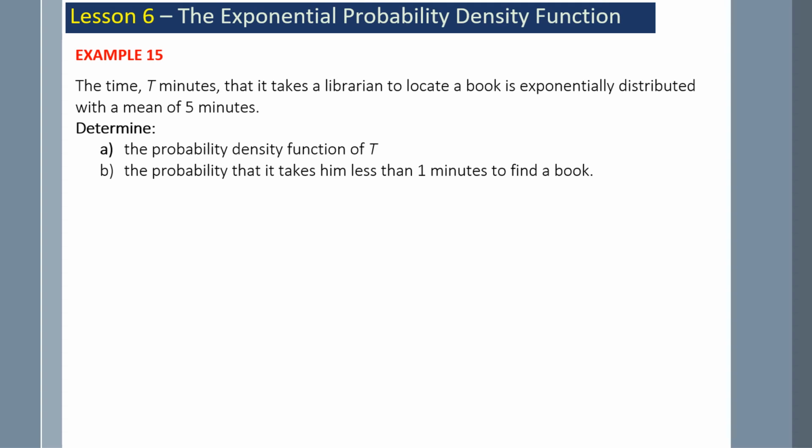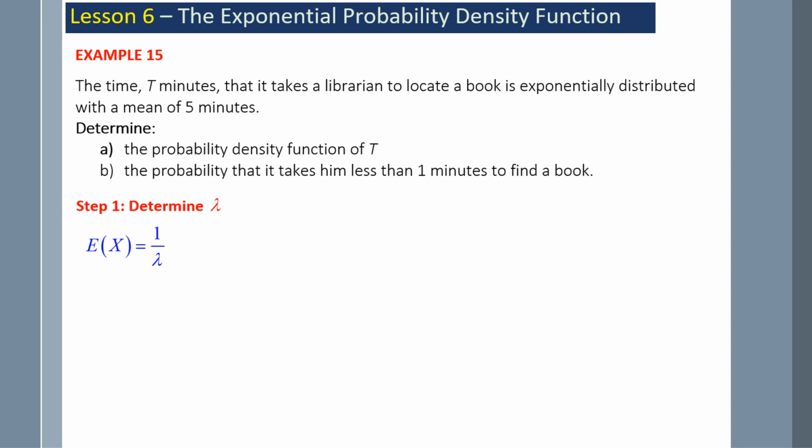The time taken, T minutes, that it takes a librarian to locate a book is exponentially distributed with a mean of 5 minutes. In this case, we don't actually have the probability density function. We're going to have to figure that one out ourselves. So the first step is to determine the PDF. Step 1 is to determine the parameter lambda.